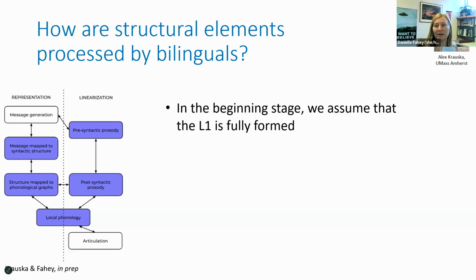So in work currently being developed with Alex Krauska for how this might work, we want a model that is going to represent all of the facts that we've gathered from the empirical data for healthy bilingual speakers, but it needs to be a model that is adjustable for different bilingual identities or grammatical proficiencies. So to start off with, this is the model that we already saw at Krauska and Lau. In the beginning stage of second language acquisition, we're going to assume fully formed L1. Simultaneous bilingualism might be different, although with a lot of overlaps. I'm not going to deal with that really today.